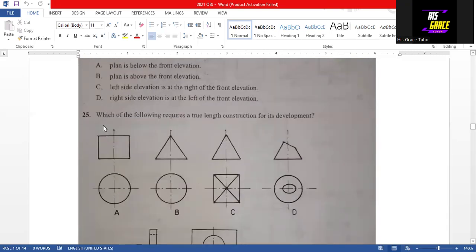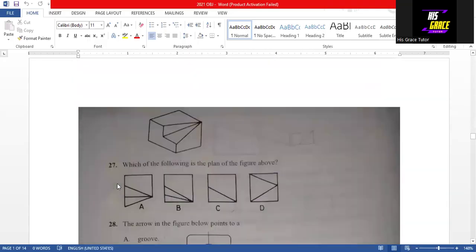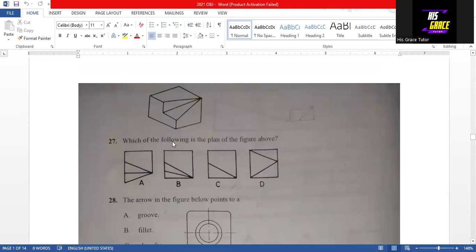Then question 25, which of the following requires a true length construction for its development? Option C is the answer to this question. So question 26, the front elevation and end view of the component are given in the figure above. Which of the following represents the plan of the component? The answer is option A. Then question 27, which of the following is the plan of the figure above? The answer is option C.